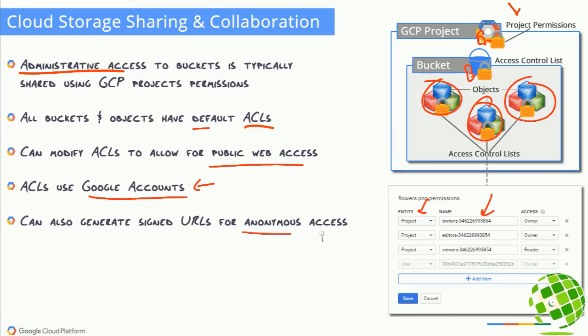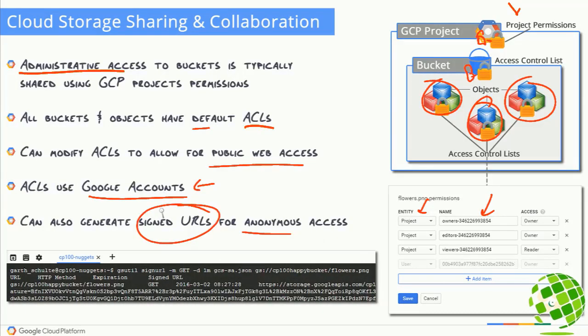We can also give anonymous access to our objects through what are known as signed URLs. These are really cool. They're essentially time-bombed URLs that we can create for a specific method for a specific duration. And obviously, you're going to be generating these from your application, but GSUtil also allows us to do it just for testing and one-off purposes, as I did here for our flowers.png image that I have in our CP100 Happy Bucket.